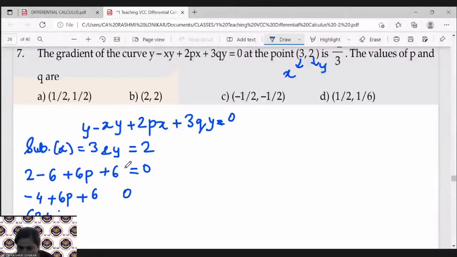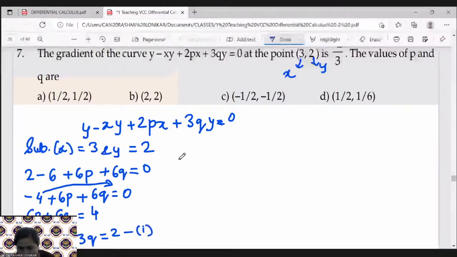Okay, so this is 6q equal to 0. So this is also 6q equal to 0. So 6q is equal to 4. This minus 4, when I take it to this side, it becomes plus 4. So if I divide this equation by 2, I have 3p plus 3q is equal to 2. This is my first equation.